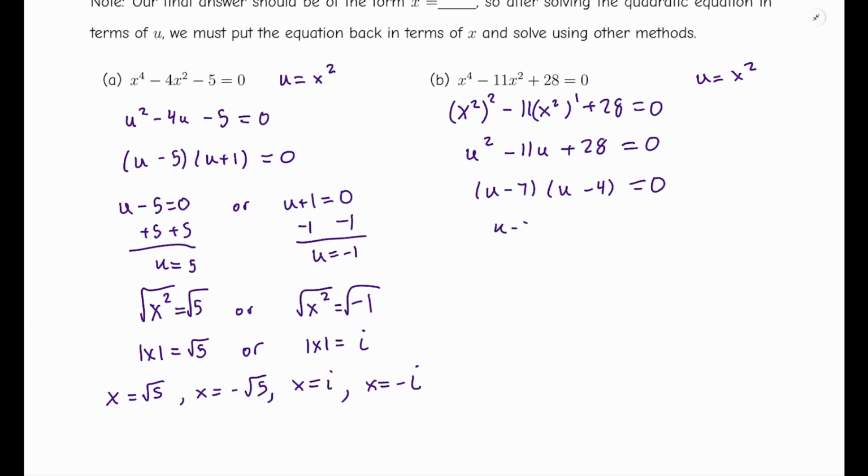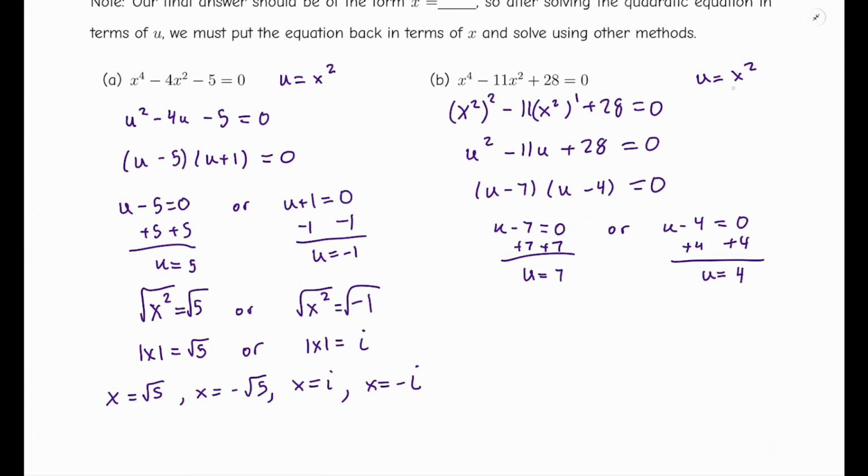That factors as u minus 7 times u minus 4 equal to 0. So we get u minus 7 equal to 0, or u minus 4 equal to 0. So we get u equal to 7 after adding 7 to both sides, or we get u equal to 4 after adding 4 to both sides.